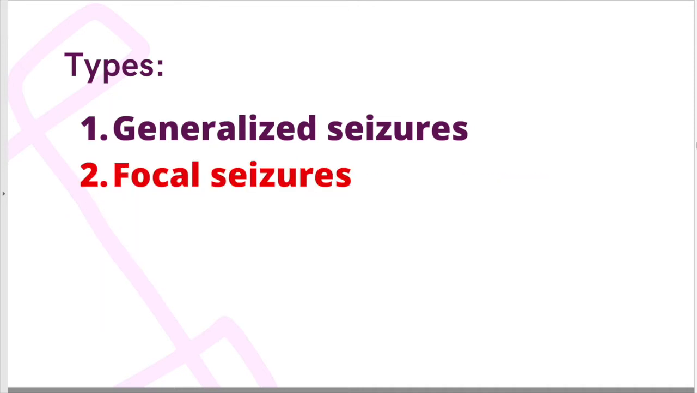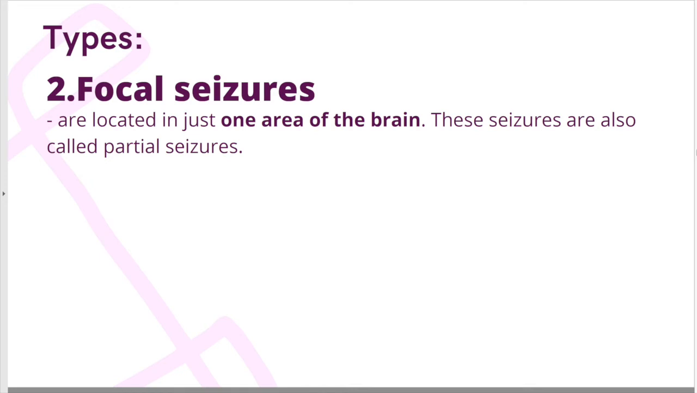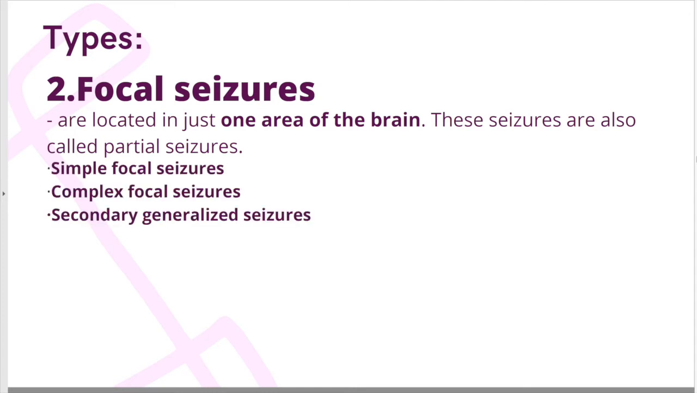Next is focal seizures. Focal seizures are located in just one area of the brain. These seizures are also called partial seizures. There are three types of focal seizures: simple focal seizures, complex focal seizures, and secondary generalized seizures.